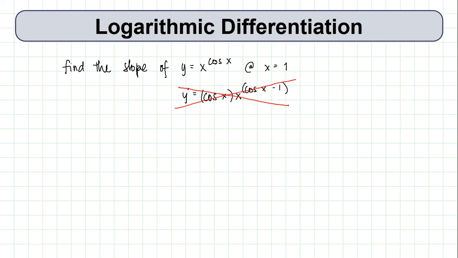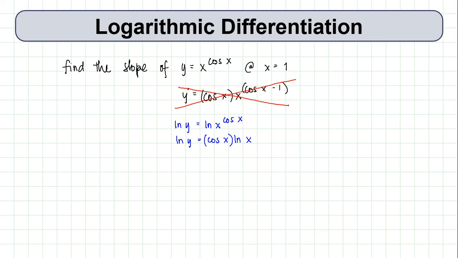Ang gagawin natin dito is, buti na lang meron tayong logarithmic differentiation na pwedeng tumulong sa atin para ma-differentiate yan. So, ang una natin gagawin is to take the natural logarithm para bumaba yung cosine. So, paano yon? We will take the natural logarithm of y and then, ganun din sa kabila, natural logarithm ng x raised to the cosine x. Pagka ganito, pwede na natin ngayon ibaba yung ating exponent. This will now become ln of y equals cosine of x ln of x. So, parang ganyan na siya.